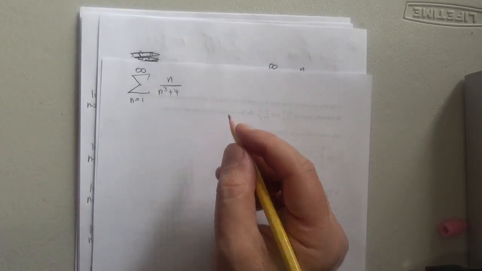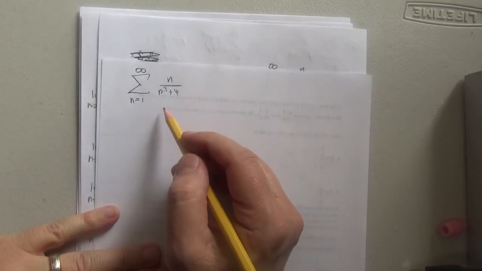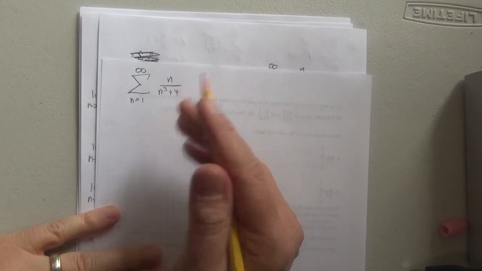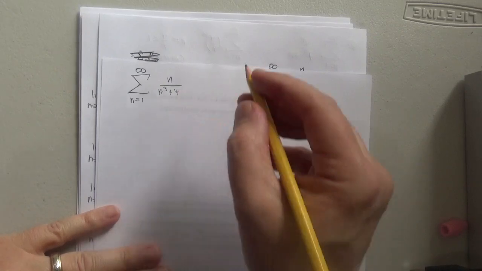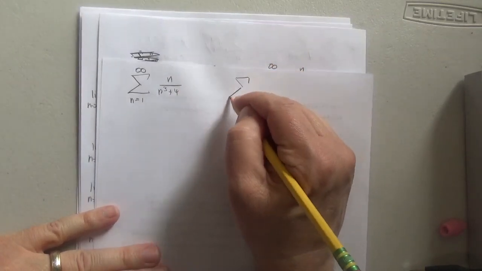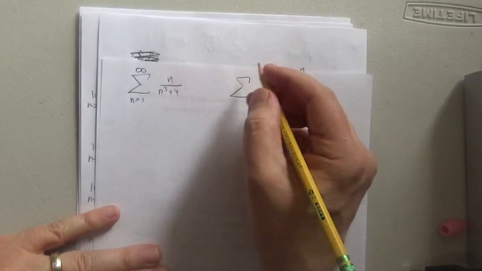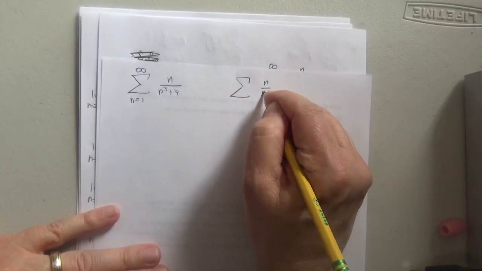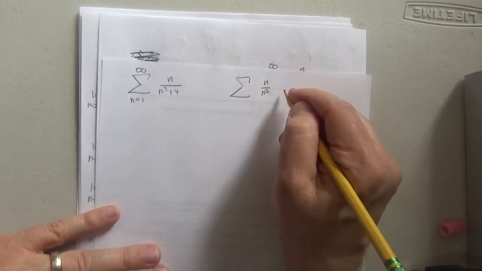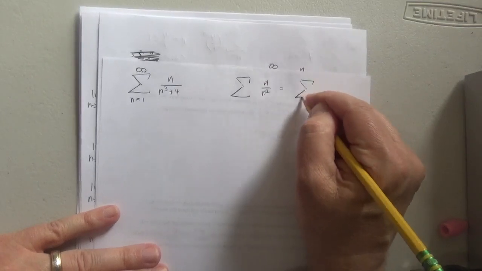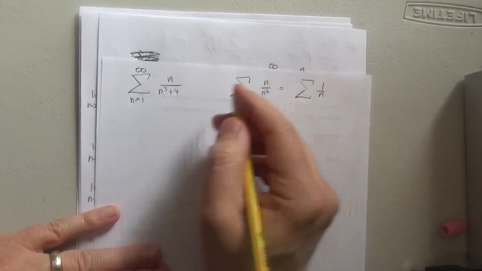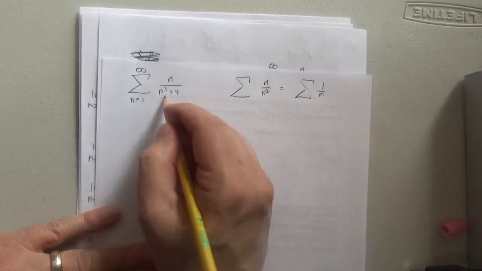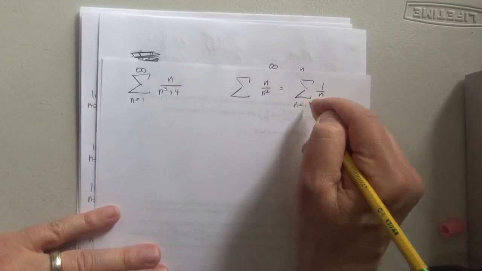Okay, so here is just n over n cubed plus 4. I'm purposely going to do this wrong to show you what you shouldn't do. I'm going to pretend that I didn't notice that it's n cubed. I'm going to pretend that it's n over n squared. I wasn't paying attention. So my best guess as to what's going to behave like this series is 1 over n.